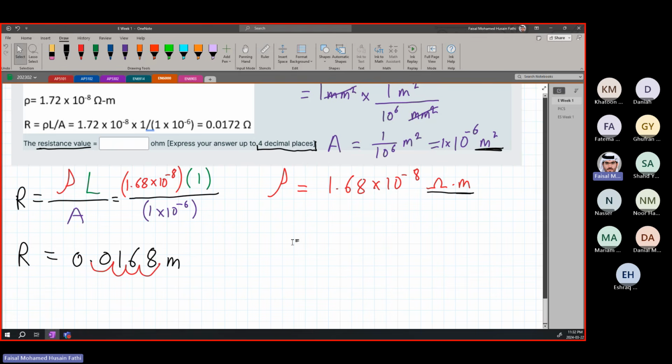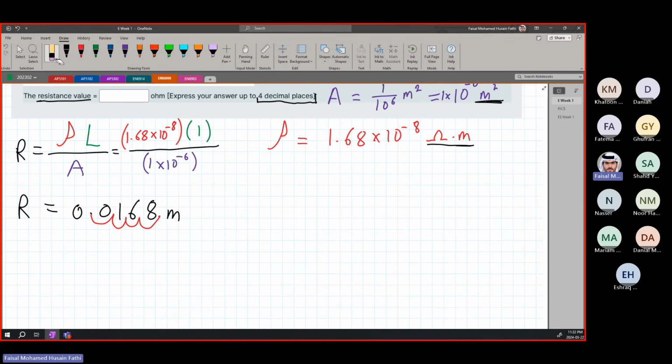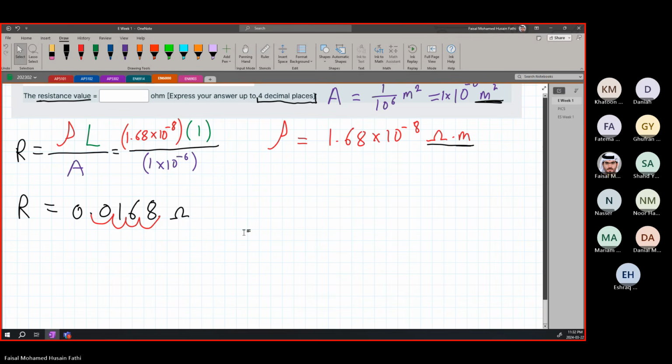Any questions about what I did here? This unit conversion, you really need to understand what I did here because you will have to do this. Oh, sorry, it's ohms, my bad. We're talking about resistance. The unit of resistance is ohms.